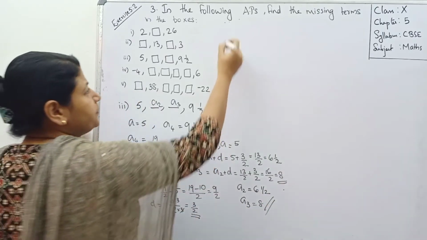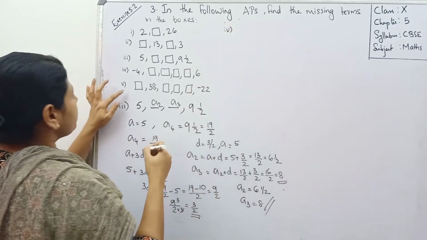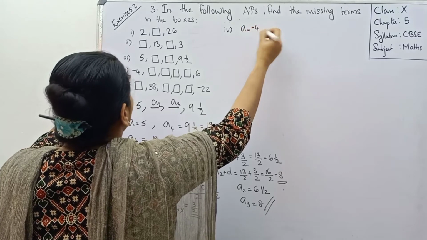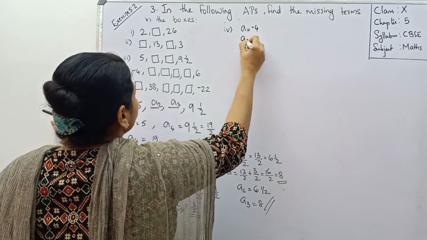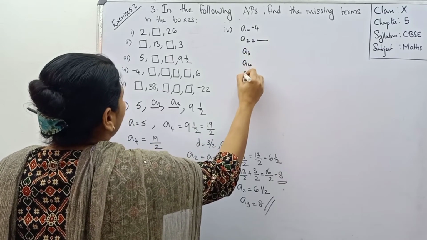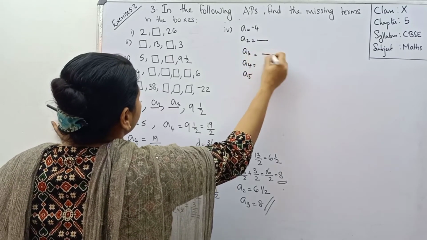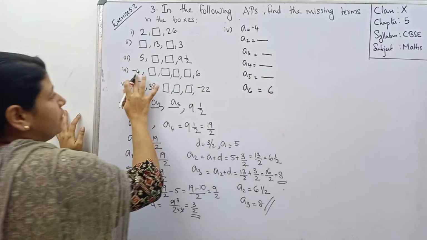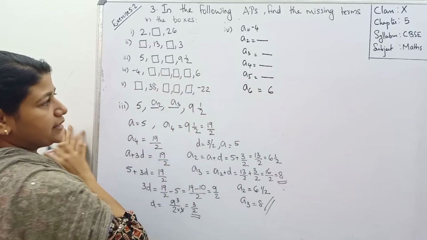Okay. Fourth question. In this, first term a is -4, a2, a3, a4 and a5 are not given and a6 is 6. a1, a2, a3, a4, a5 and a6 is 6.